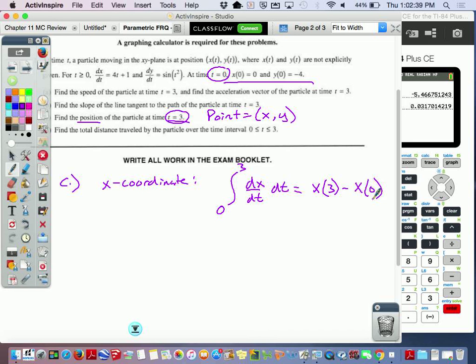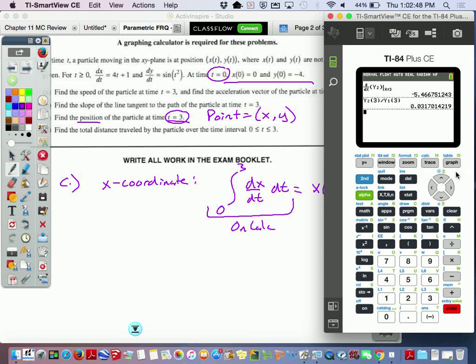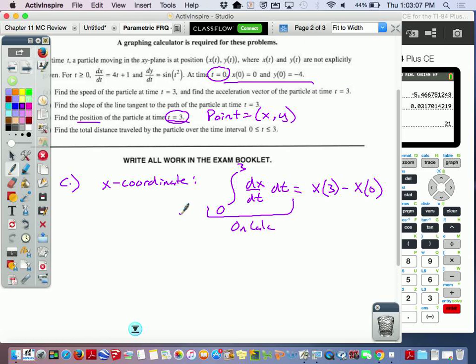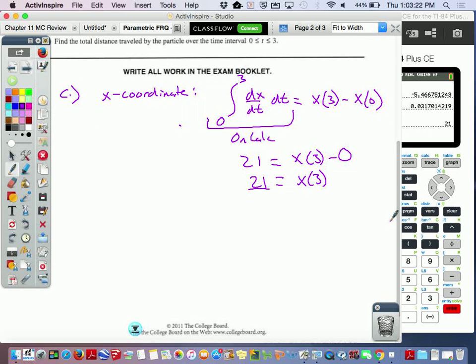Now the derivative here, we're going to get this on the calculator. So I'll do that integral. Math 9 from 0 to 3 of dx/dt, which I have in y1, dx, and we get that that's equal to 21. So 21 is equal to x of 3 minus x of 0, and x of 0 we're told is equal to 0. So that means our x coordinate is 21.